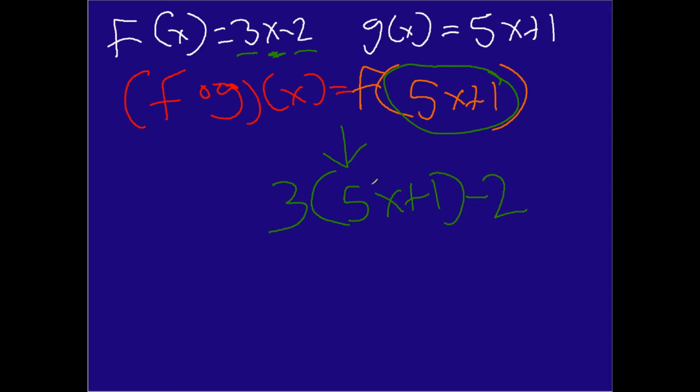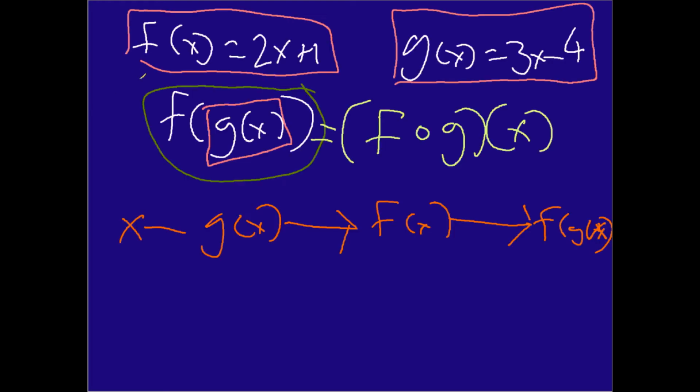So understanding the distributive property, we do 3 times 5x, which gives me 15x. And 3 times 1 gives me 3. And then I still have this minus 2 left over. I simplify, and I get my answer, 15x plus 1. That's it. Not that deep, not that complicated. Very, very doable. This is just an extension of things that we've learned in the past.